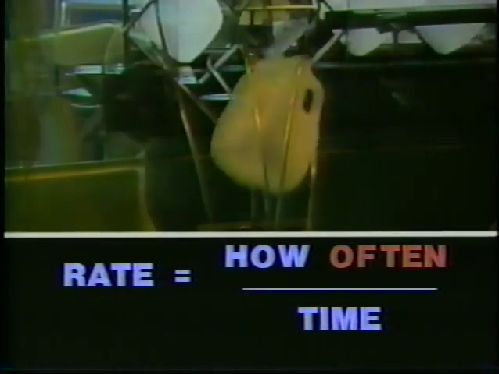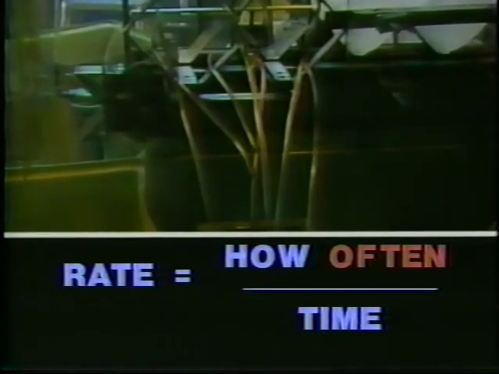A mechanical rate can also measure an event and how often it happens in a period of time. This machine makes 48 milk containers per minute. That's the productivity rate, the rate at which this mechanical system operates.